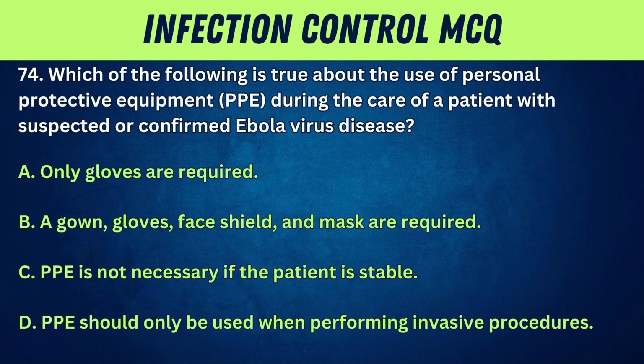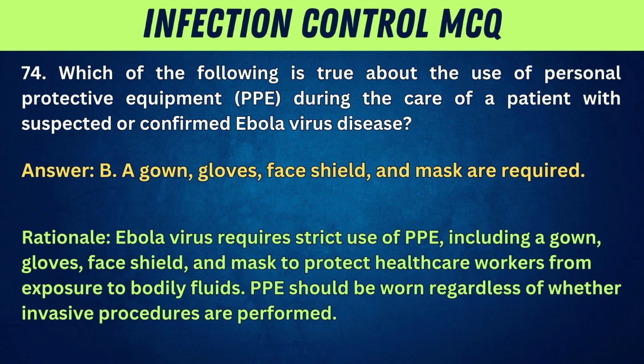74. Which of the following is true about the use of personal protective equipment, PPE, during the care of a patient with suspected or confirmed Ebola virus disease? A. Only gloves are required. B. A gown, gloves, face shield, and mask are required. C. PPE is not necessary if the patient is stable. D. PPE should only be used when performing invasive procedures. Answer: B. A gown, gloves, face shield, and mask are required.